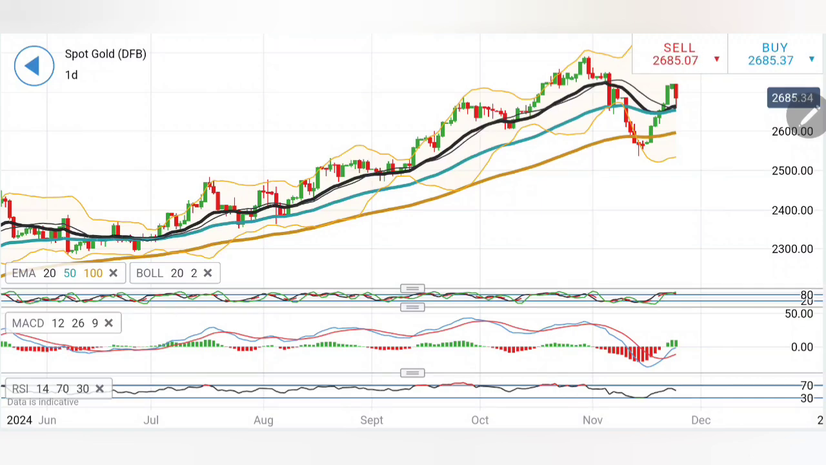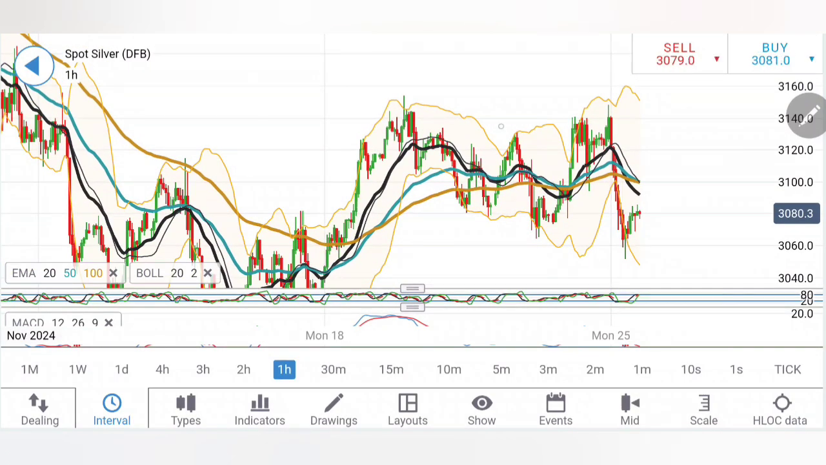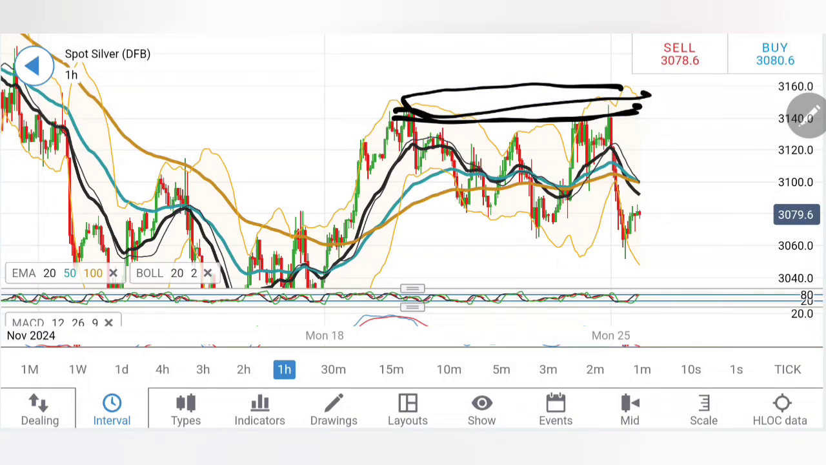Looking at the move today, potentially the major move for the day for gold is done, and we can see a range bound movement now. Take your trades accordingly. Now let's move to silver. See, look at silver, what it did. A flat top, 3140, 3160, greater resistance, and we have been following this level since long.